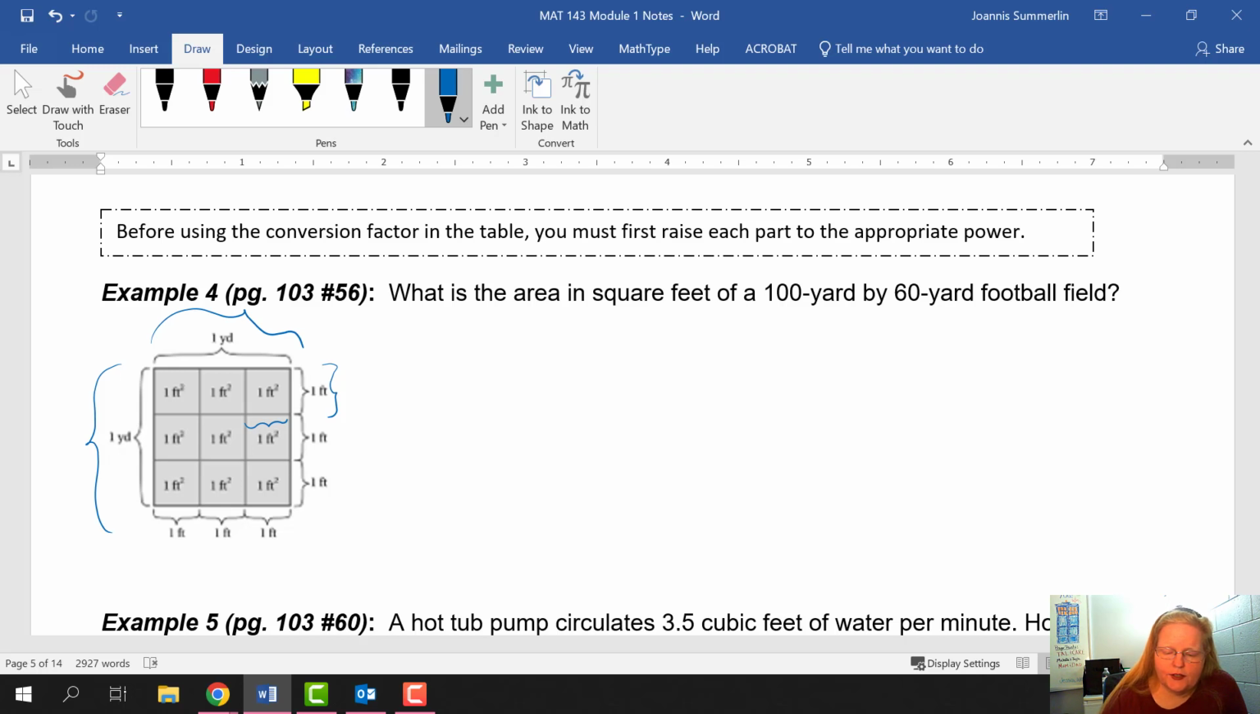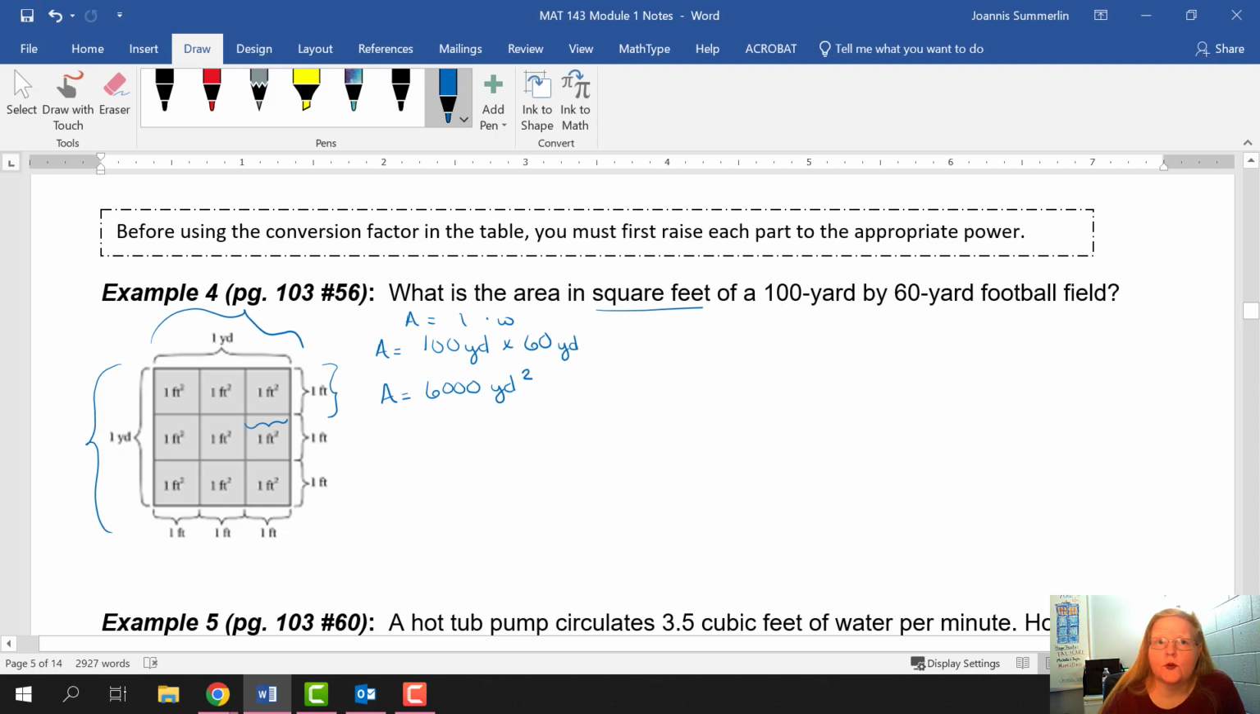They want to know what the area in square feet of a 100 yard by 60 yard football field is. Area is length times width, right? So all I need to do is multiply these. So that means my area is going to be 6,000 yards squared. But they asked for it in square feet, not in square yards. So we're going to have to switch it to feet squared.